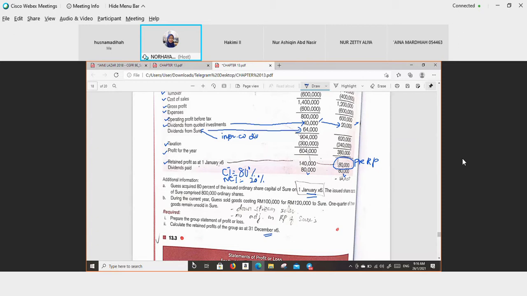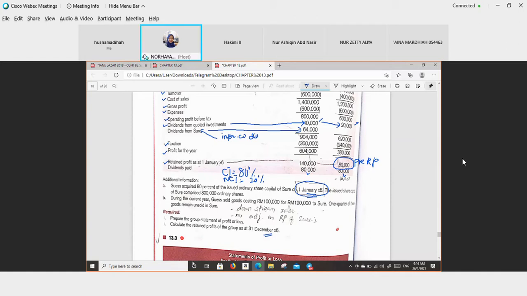For this A. The acquisition date, right? Acquisition date. Okay, this is the acquisition date on 1st January. If we know the acquisition date, we can determine the pre-acquisition profit, right? How much is the pre-acquisition profit? 120,000 minus 100,000, so 20,000.